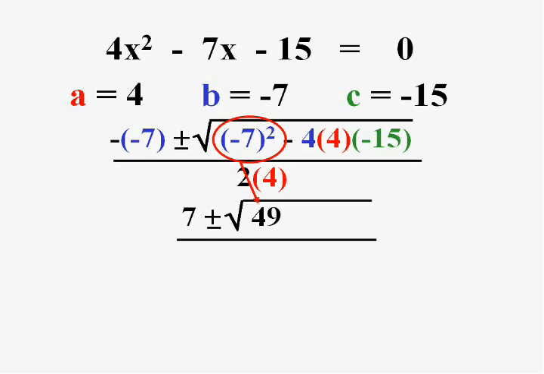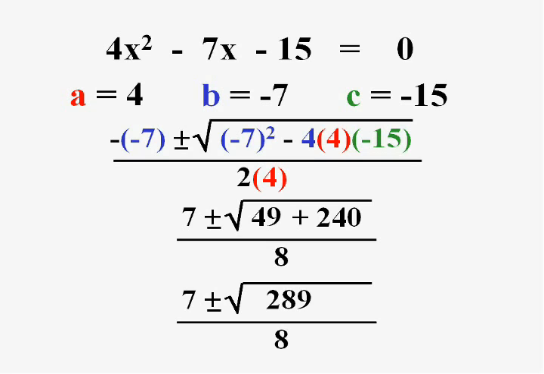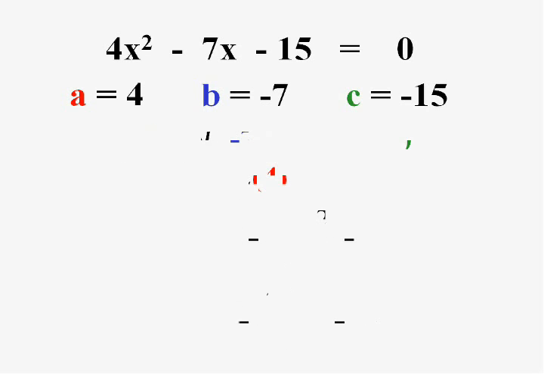Remember, the 49 came from the negative 7 squared, plus 240. Now where did that come from? Negative 4 times negative 15 is 240. All over 8. That's 2 times 4. Okay. Now, 49 plus 240 is 289.